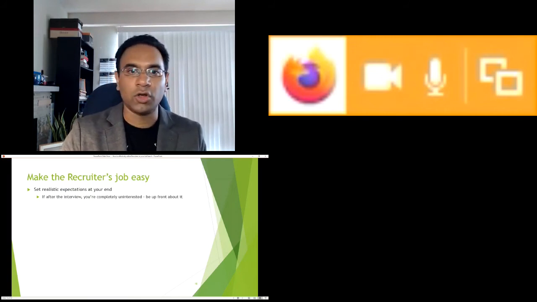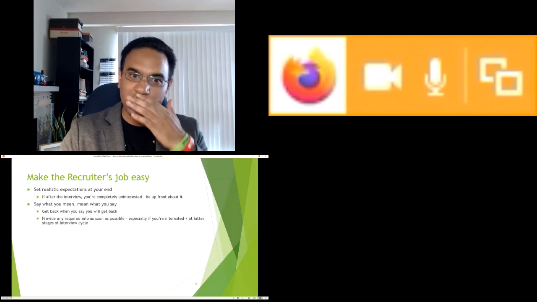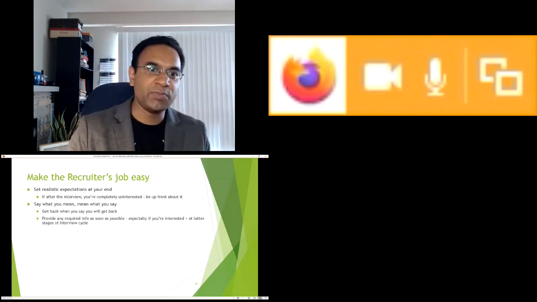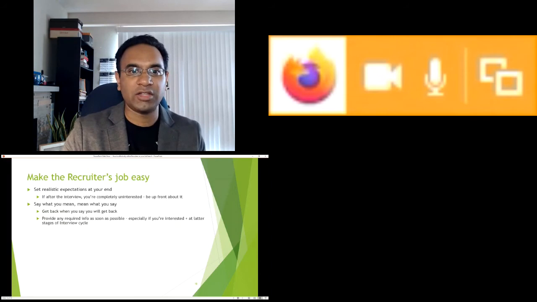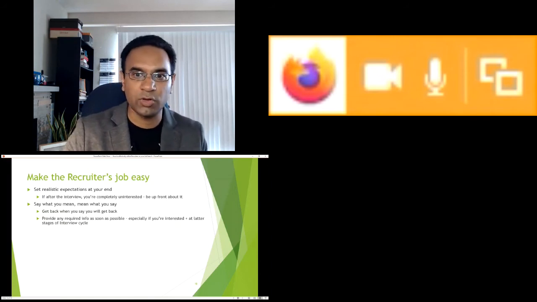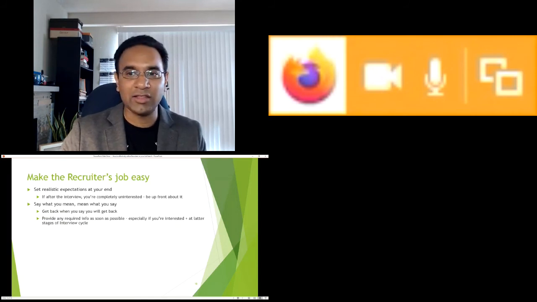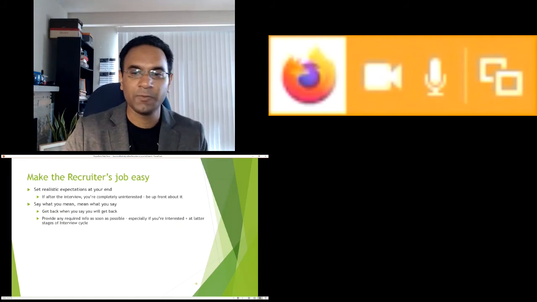If after the interview you're completely uninterested, you've got zero interest, be upfront about it. Just be upfront, right? Say what you mean, mean what you say. Get back when you say you're going to get back. Any information required at your end, get that to the recruiter as soon as possible, especially if you're interested in the opportunity, and especially at the latter stages of the interview cycle, when there might be offer negotiations going on.